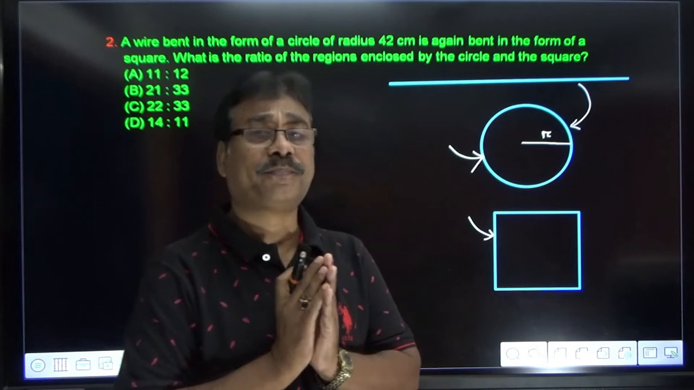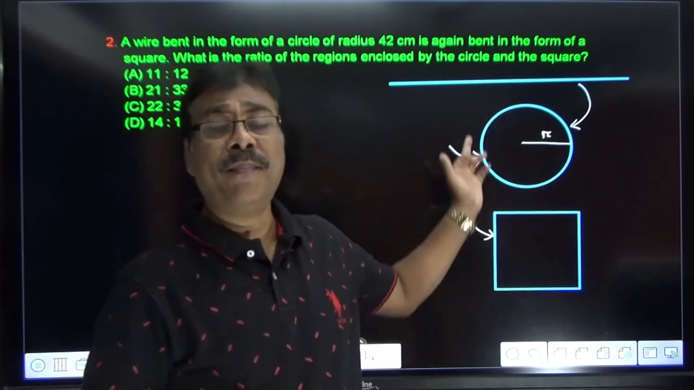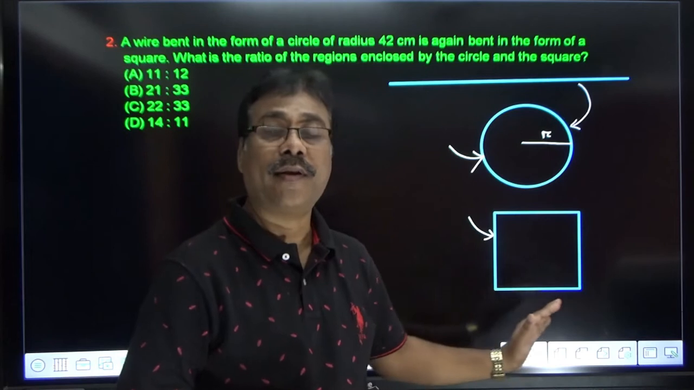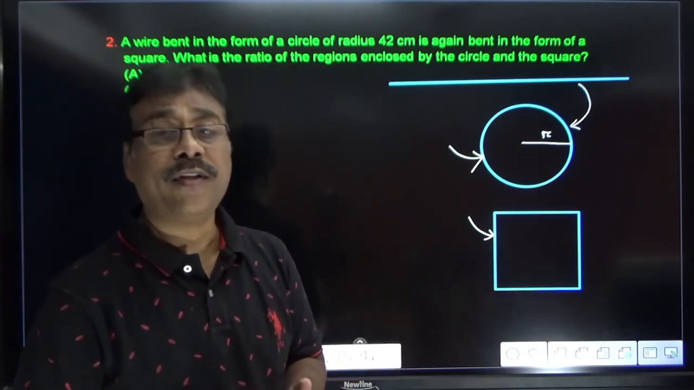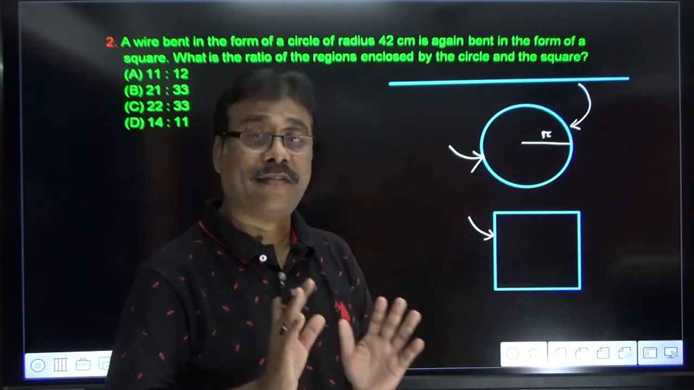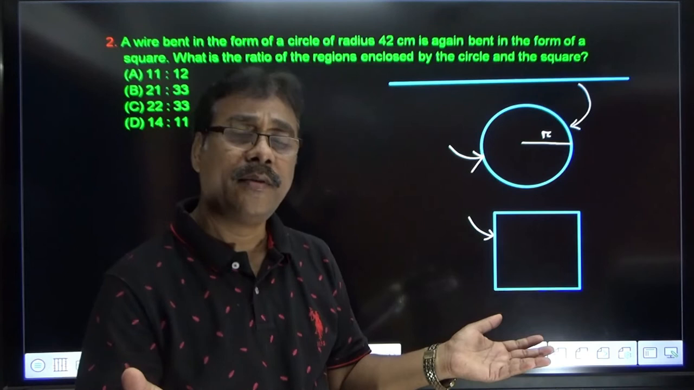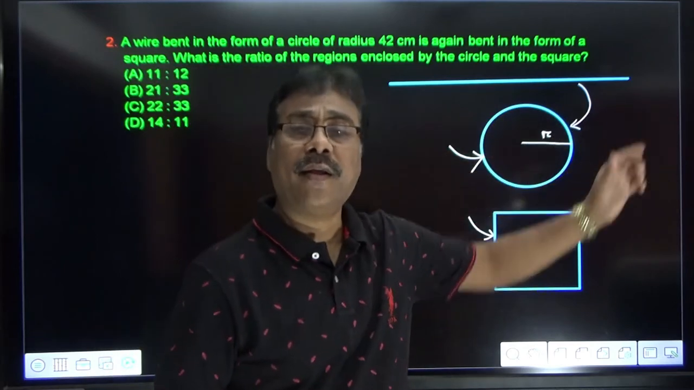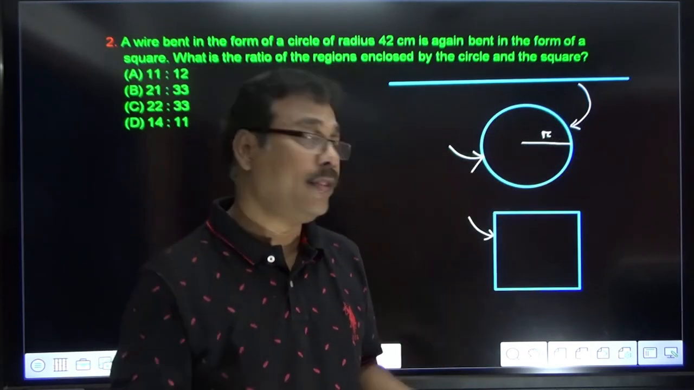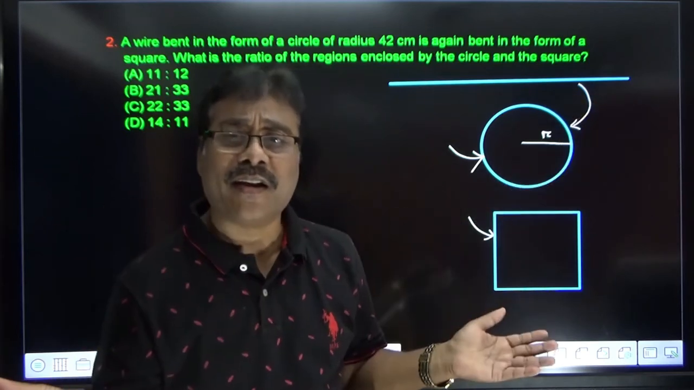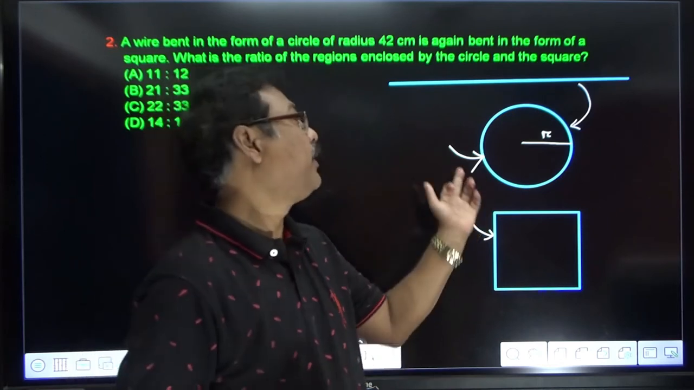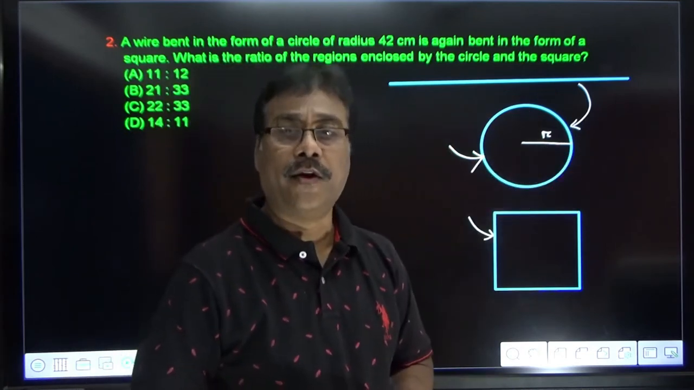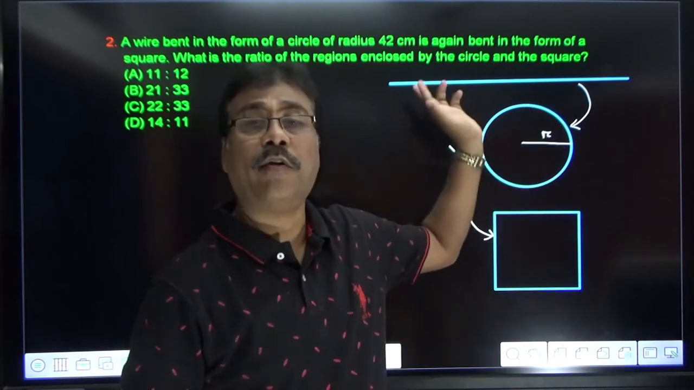Now let us see. What is the area of this one? Pi into r square. That we know. Next, what is the area of this one? Side square. For that, I have to find out the side of this square. And how will we find the side? The length of this, that is the perimeter of this one, is equal to the length of this square. So my first work is to find out the length of the wire. The length of the wire is nothing but the circumference of this circle, because this square is made from the wire. Got it? Okay, let us find out the circumference so that I will get the length of the wire.